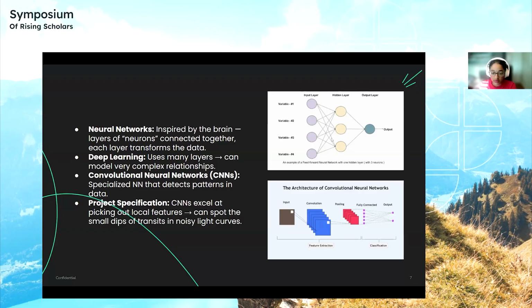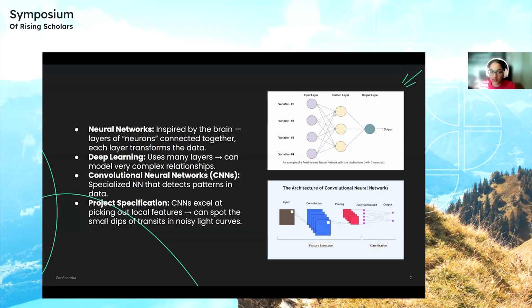And it transforms this data through mathematical functions to change it in some way. And this is done to make patterns within the data easier to see. So for example, in my project, a layer might combine flux values from nearby points in the light curve so that a small dip caused by a planet stands out more clearly against the surrounding noise.